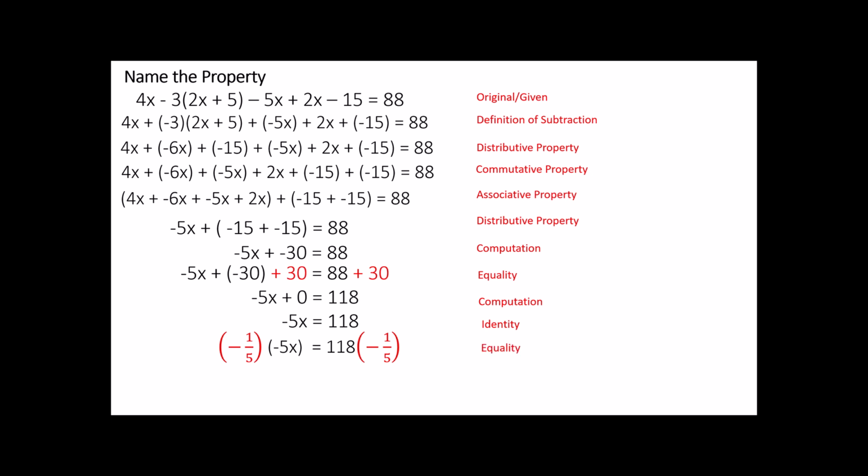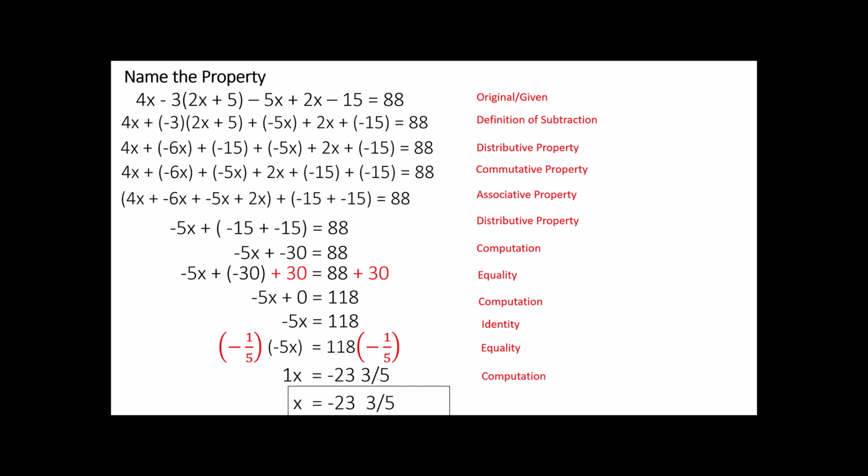I used the property of equality. Notice that I multiplied both sides by the same amount. The property of equality says as long as I do the same thing on both sides of the equation, I will end up with solutions that are the same. Notice as well that I used the multiplicative inverse when I did that. By using the multiplicative inverse, I ensure that after multiplying those together, one of those terms becomes a 1. And then I just perform some computation.